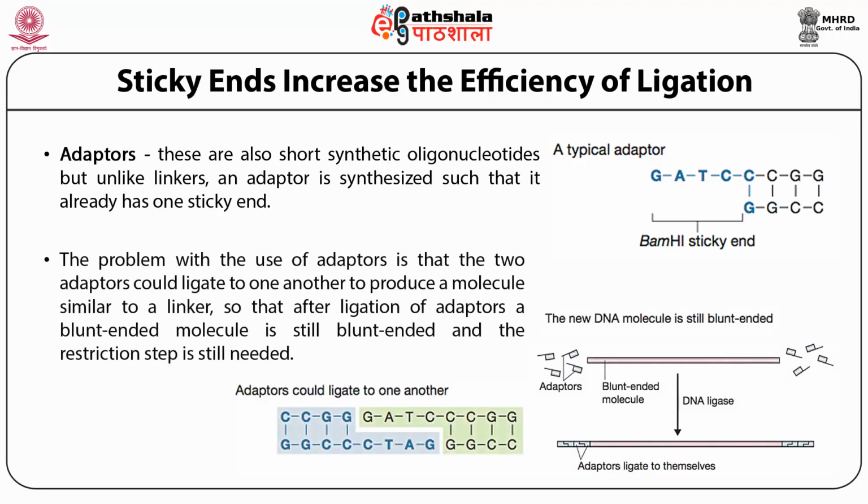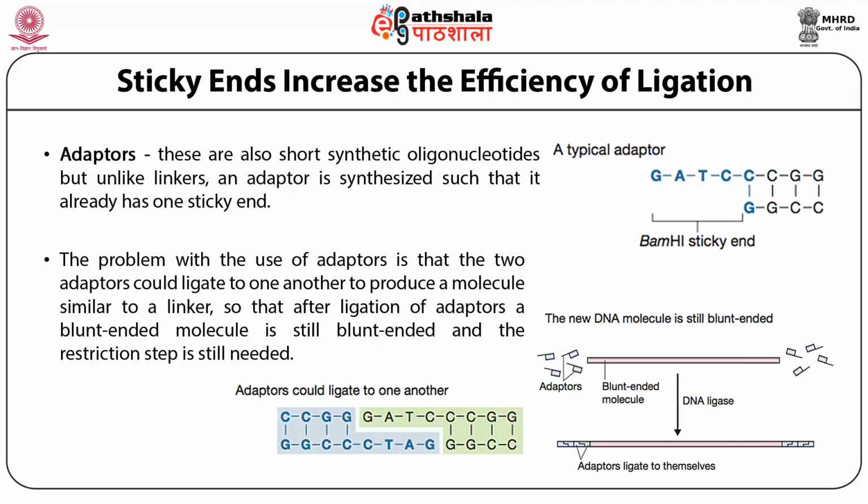The problem with using adapters is that two adapters could ligate to one another to produce a molecule similar to a linker. Both sticky ends are complementary and can be ligated. So after ligation of adapters, a blunt-ended molecule is still blunt-ended, and the restriction step still needs to be performed. As shown in the picture at the bottom, on the right side, two adapters come together with complementary sequence. If you concentrate on the GATC sequence, they form complementation, and the discontinuities are sealed by phosphodiester bonds through the action of ligase.